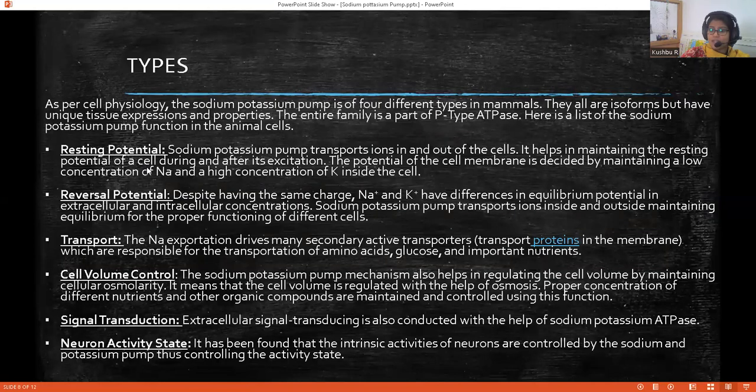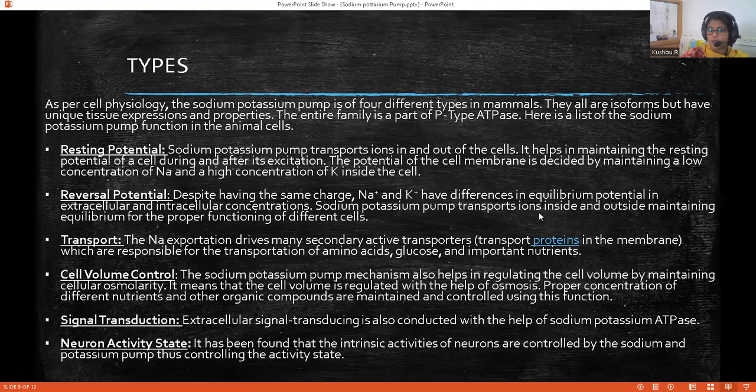There are many strategies that the sodium potassium pump follows in order to regulate. The first one is the resting potential. The resting potential is nothing but maintaining the potential to exchange the molecules. When there is low sodium in the cell, they switch to the resting stage where no active transport of sodium ions would happen. Next comes the reversal potential, where despite sodium and potassium having the same charge, equilibrium must be maintained in the external or the internal concentration.